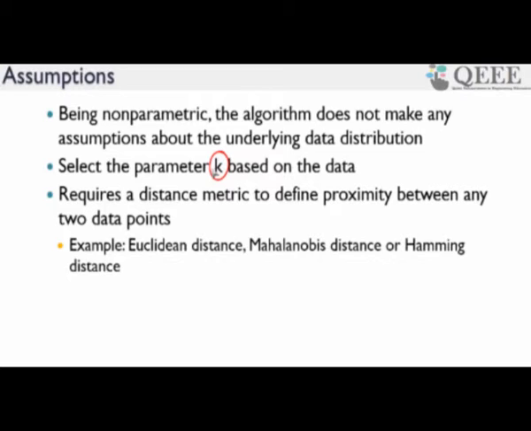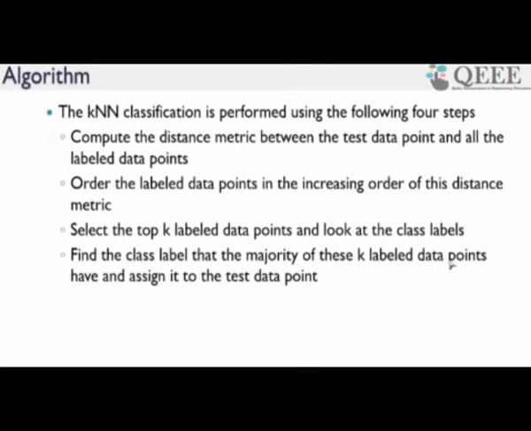It also requires what is called a distance metric to do the classification, and there are many types of distance metrics that are used. There is Euclidean distance, Mahalanobis distance, Hamming distance, and so on. These are various distance metrics that you can use. You can easily look up what these are on the internet. The KNN classification is basically performed using the following 4 steps.